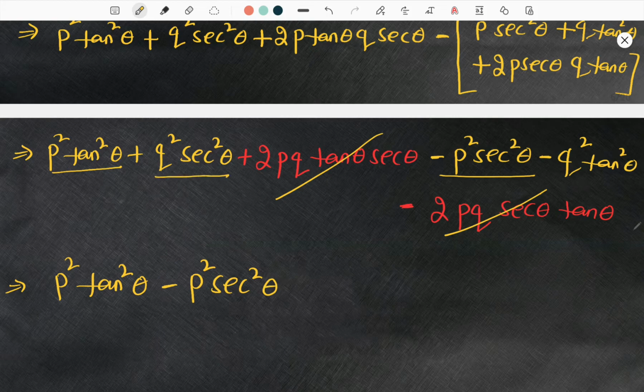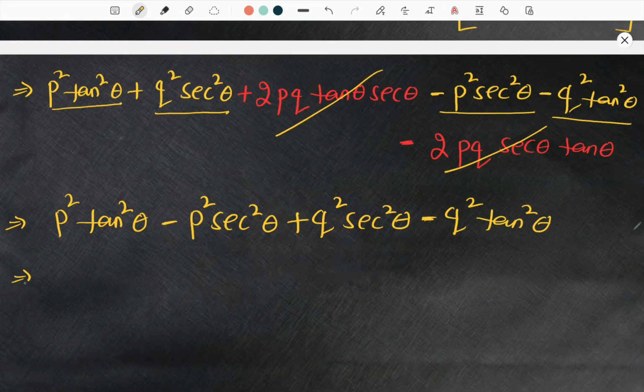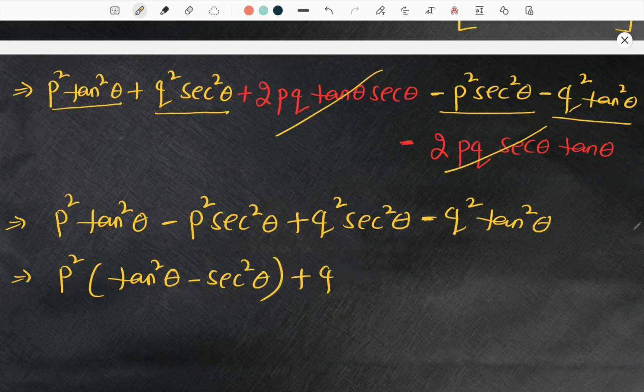Alright, now along with that we have plus q square secant square theta also. Then afterwards we have minus q square tan square theta also. Look at this. Now in this, what can you take common? You can take p square common. If you take p square common, what remains here? The remaining thing is tan square theta minus secant square theta, plus q square bracket. Now in these two, q square is taken common. What will remain here? Secant square theta minus tan square theta.